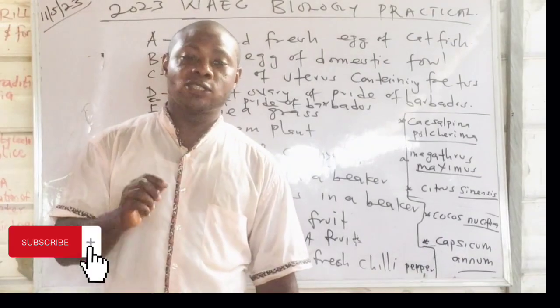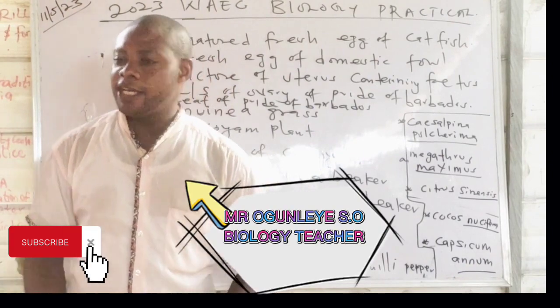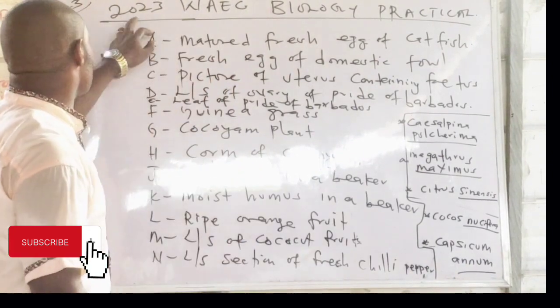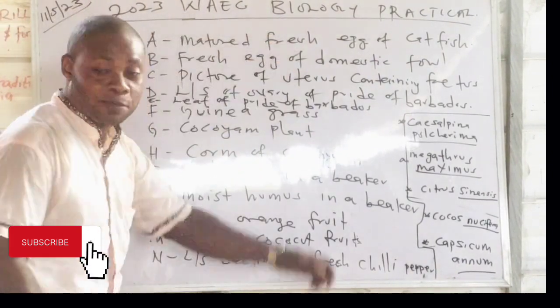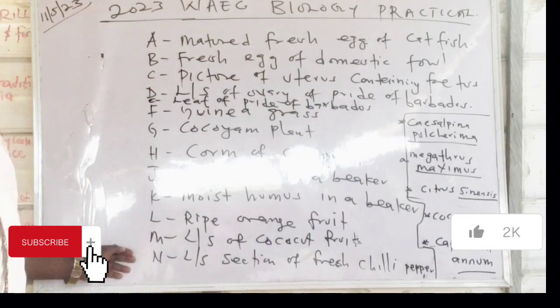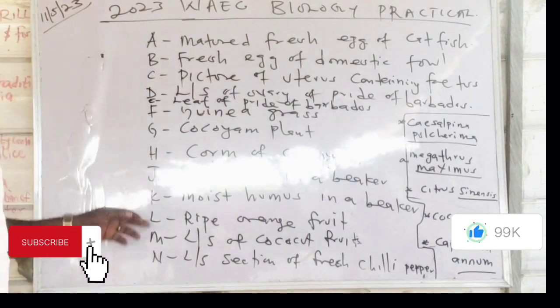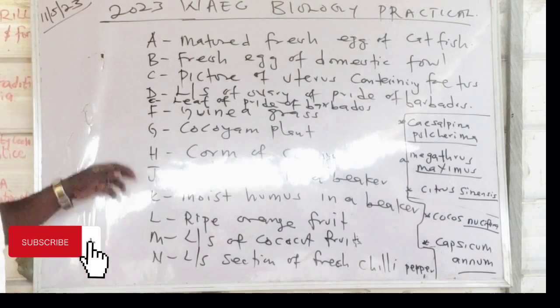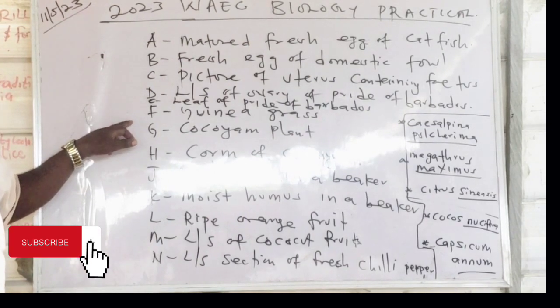My name is Mr. Ogle Eso. Today, I'll be taking you through the 2023 WAEC biology practical. These are the specimens. We have specimen A to specimen N. Unfortunately, specimen I is missing.